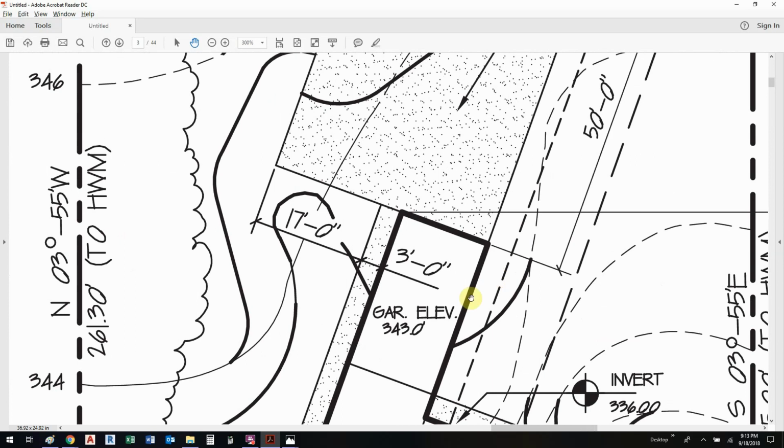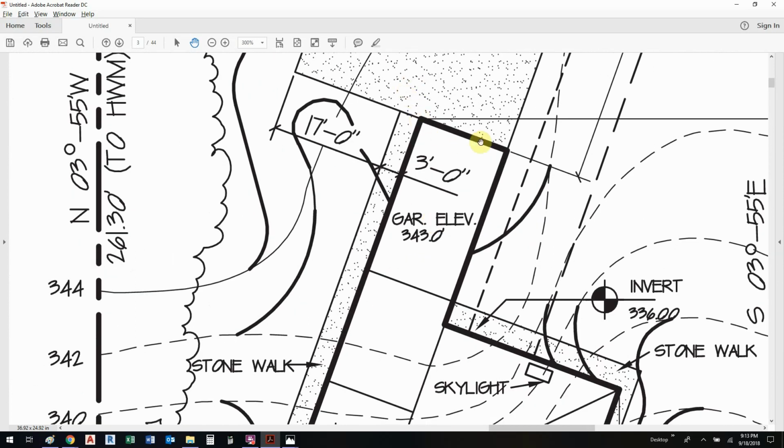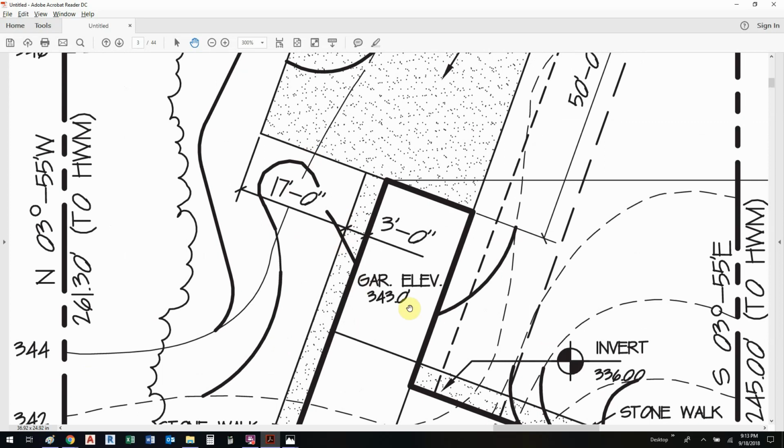And the finished grade that's going to be right here is going to be 342, and that is 342 running right through there. And this is 344. So somewhere in the middle here is going to be 343, is it not? Right through there. And what is the elevation of this garage? 343. So are we going to cut or are we going to fill there? We're not going to do either. We're not going to change it at all.